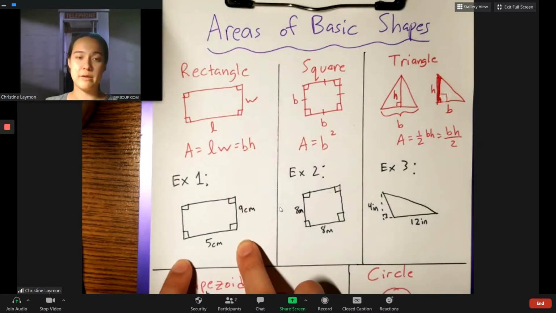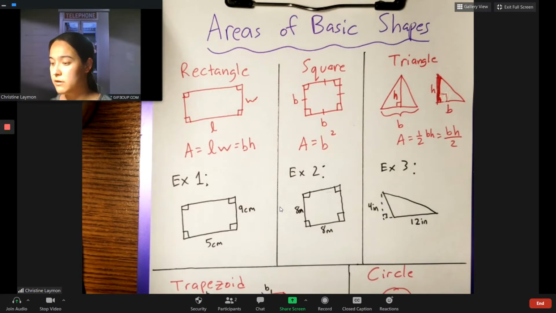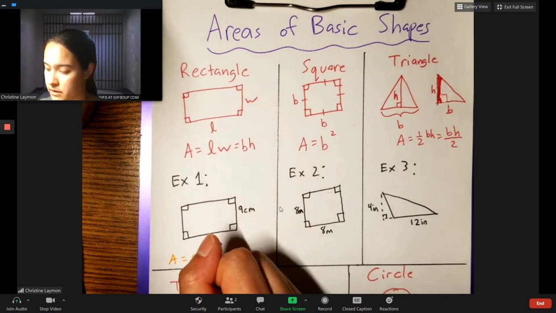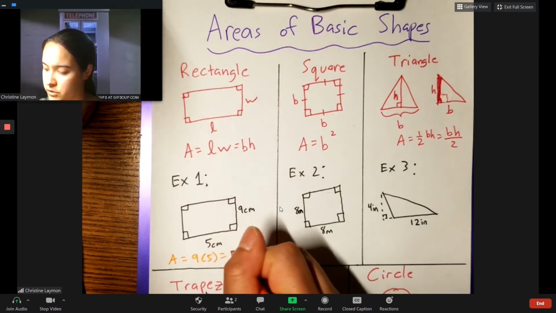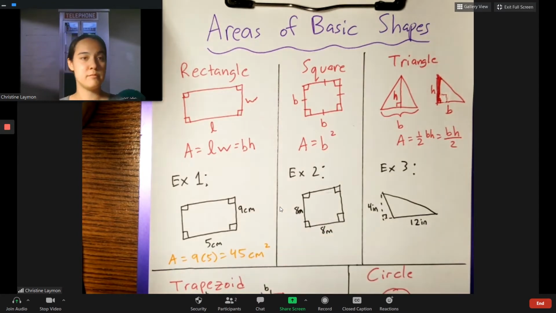And here's a quick example. You see those 4 right angles, meaning you know for sure it's a rectangle. That's my length and my width. So when you multiply them together, the area is 9 times 5, which equals 45 centimeters squared, because your units will be squared.